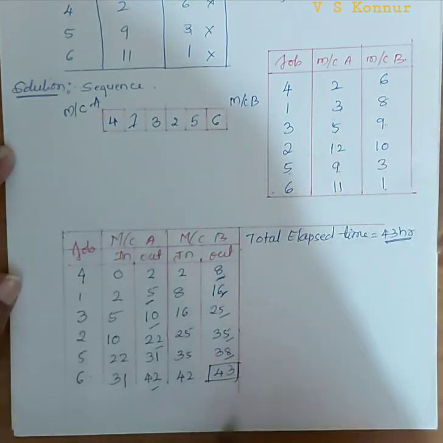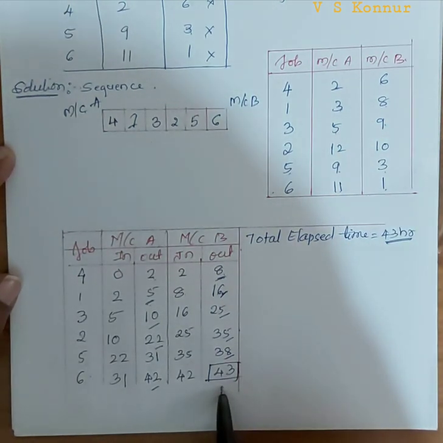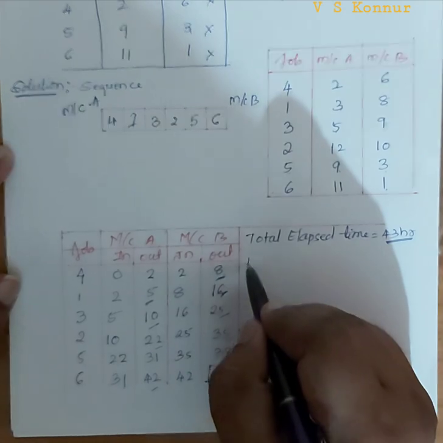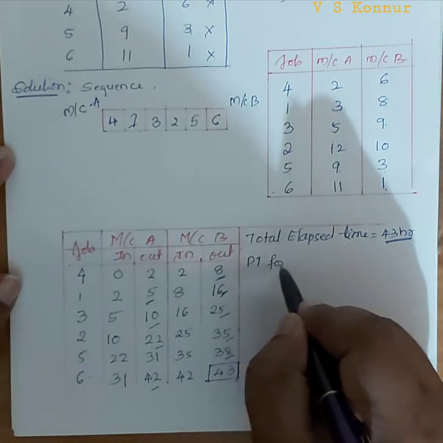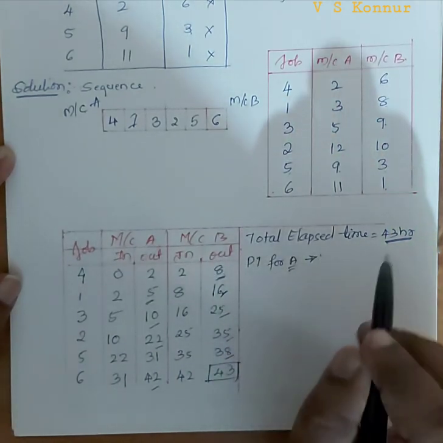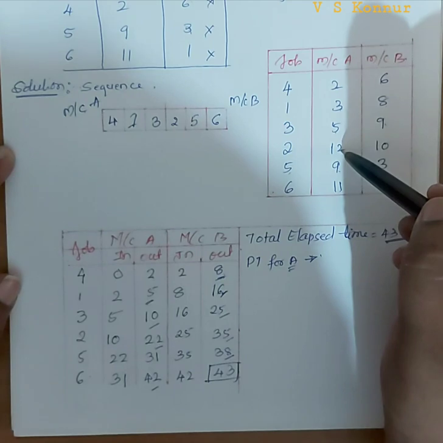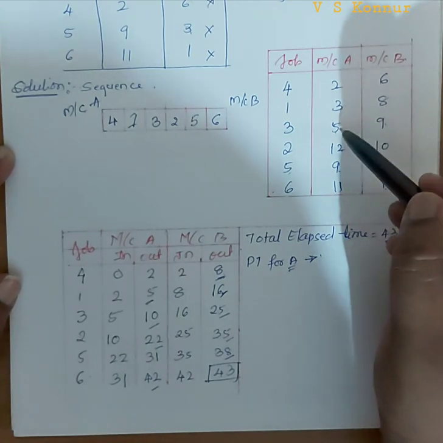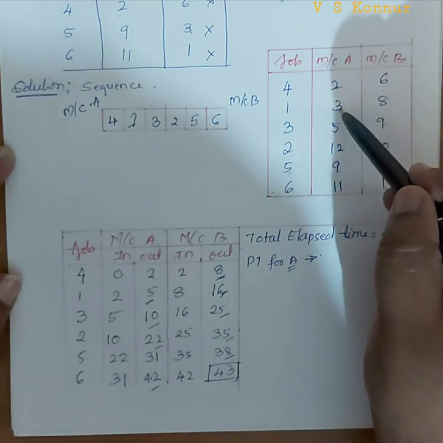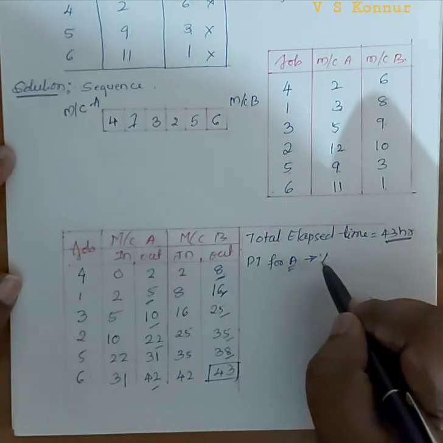Total elapsed time is 43 hours. From the table we will get directly. Next, processing time for A. Processing time for A is nothing but adding all the values. 11 plus 9, 20. 20 plus 12, 32, 37, 40, 42. For machine A it is 42.